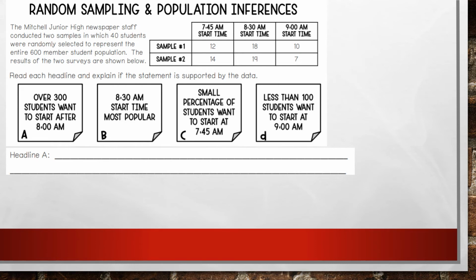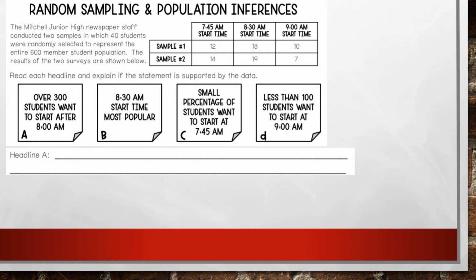So you have random sampling and population inferences. The Mitchell Junior High School newspaper staff conducted 2 samples in which 40 students were randomly selected to represent the entire 600-member student population. The results of the 2 surveys are shown below. And we have the 2 samples. One of them is at 7:45 a.m. for a start time, 8:30 a.m. for a start time, and 9 a.m. for a start time. The directions say read each of the headlines and explain if the statement is supported by the data.